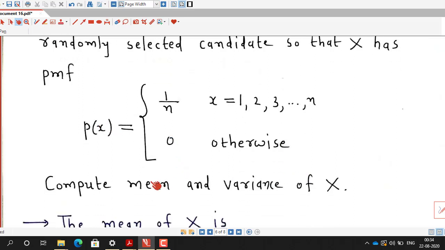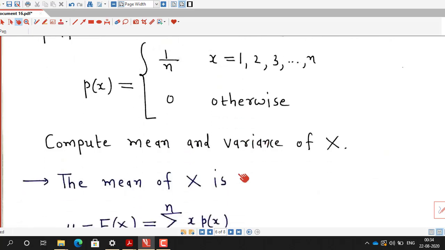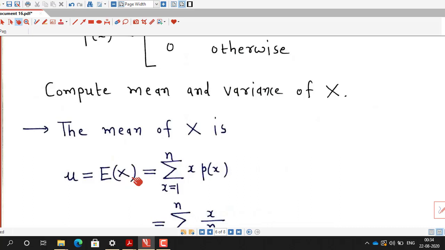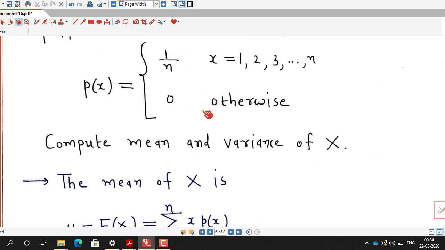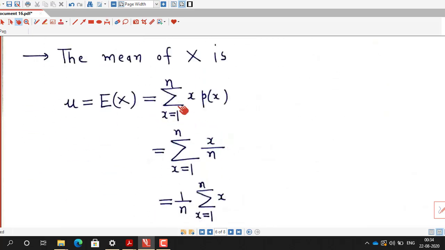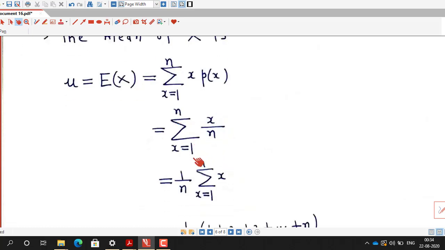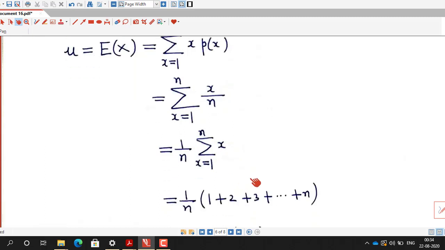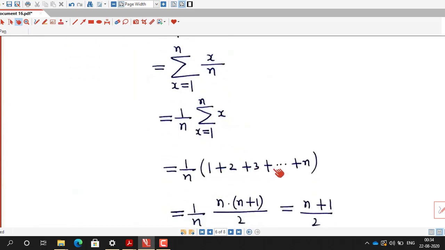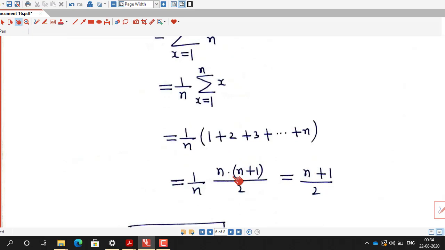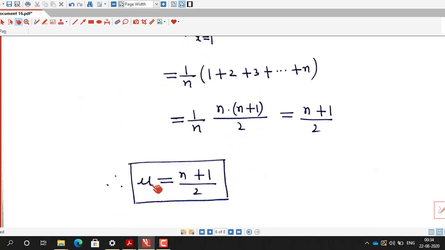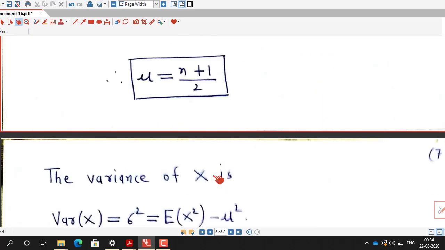So if we want to calculate the mean or expected value of x, we use the definition. The expected value of x is sigma x into P of x. Now P of x is 1 by n for each value of small x. So here we put x by n. Now 1 by n is independent of x, so we can take it outside. And this is nothing but the sum of the first n natural numbers, and we have the ready-made formula n into n plus 1 by 2. So n will cancel out and we obtain n plus 1 by 2. So the mean is nothing but n plus 1 by 2.